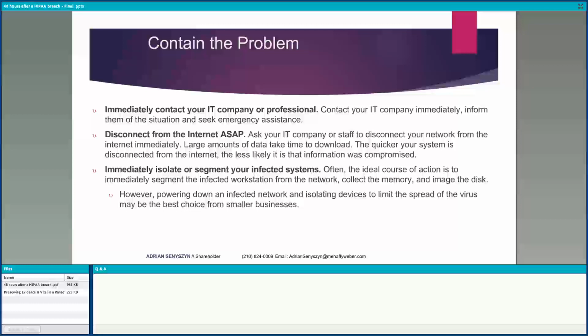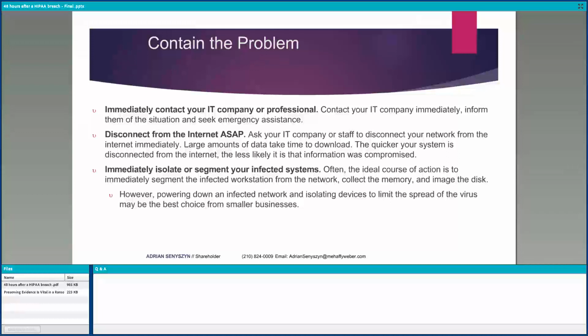The first thing you want to do when you receive word that you've had an incident is what you probably normally do, which is contact your IT professional. And that should really be your first call, because your IT professional or the company that you use, they will be able to best deal with and identify the situation in an emergency context.